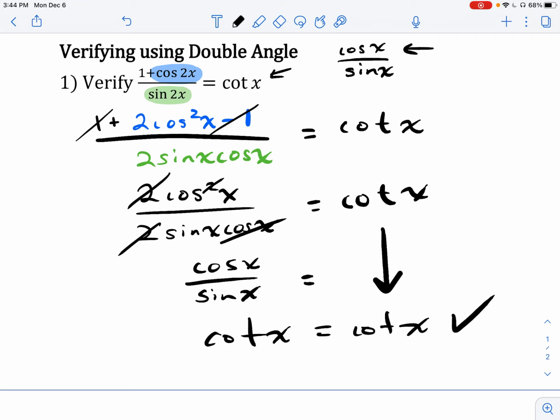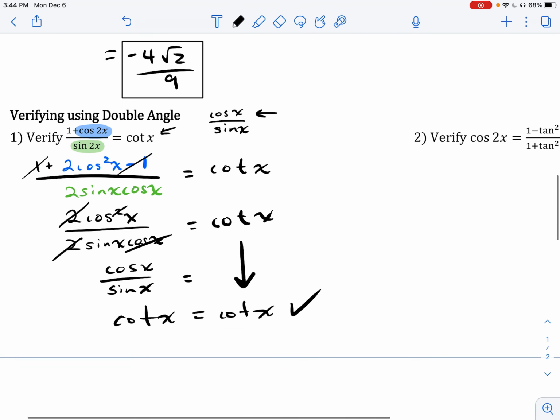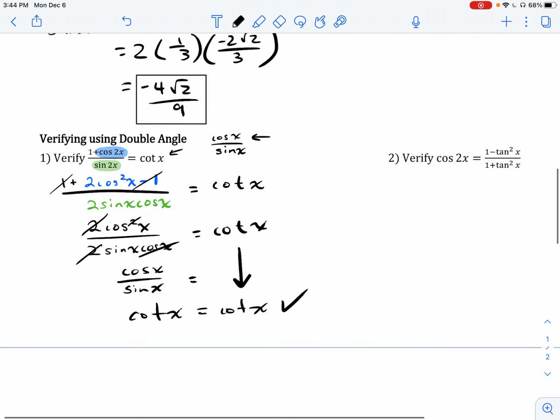And there's my verification. And you can go ahead and try this next verifying problem on your own. Go ahead and check your solutions with what we have up on the website.